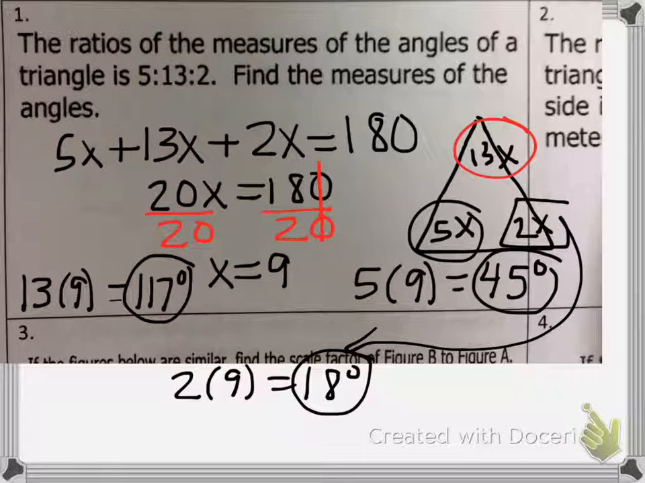And remember, you can always check your answer by adding all three of these angles, 117 plus 18 plus 45, and you should get back to 180.